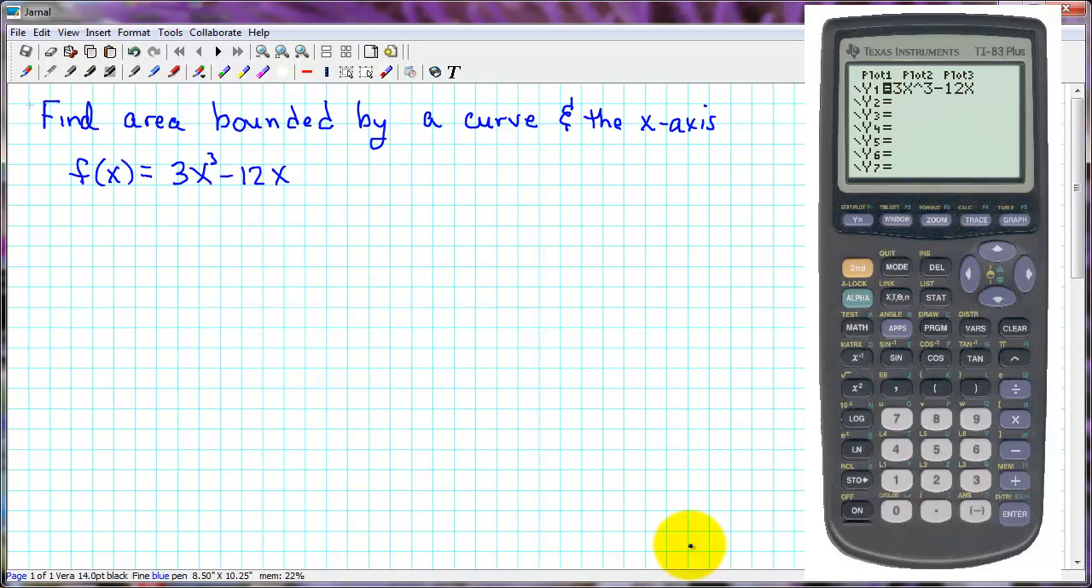Hello, Mr. T here. We've got another area tutorial. The last two I did were the area between two curves. This one's worded a little differently, but we're going to see that it's very similar. We're going to find the area bounded by a curve and the x-axis. So we're looking for closed regions formed by our function and the x-axis.